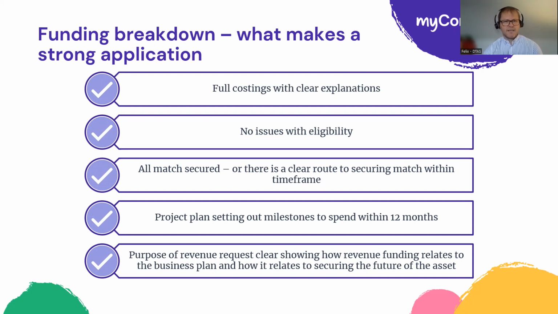You need a clear project plan, setting out your milestones to spend within 12 months. So what you're going to do at various stages during that 12-month process, and a very clear outline of what your revenue is going to be spent on, and relating that into the business plan and the future of the asset.